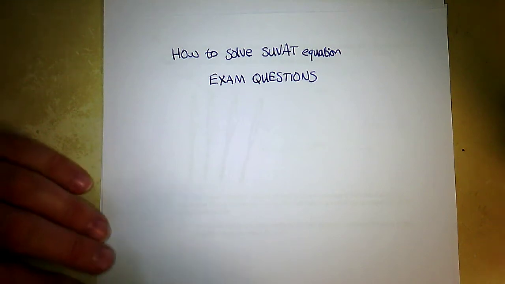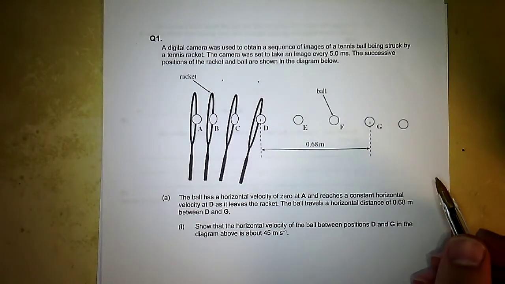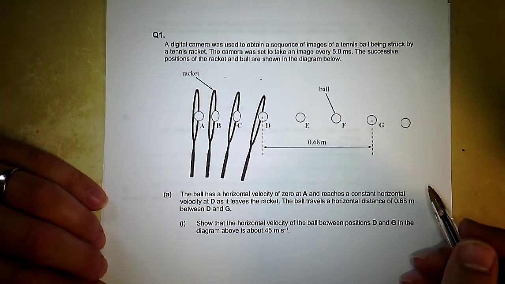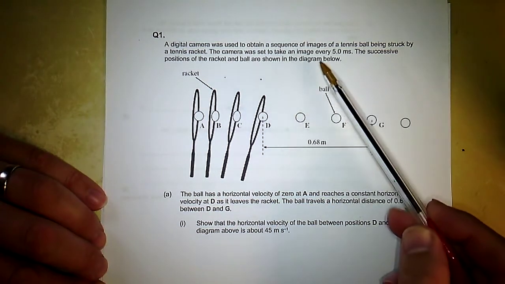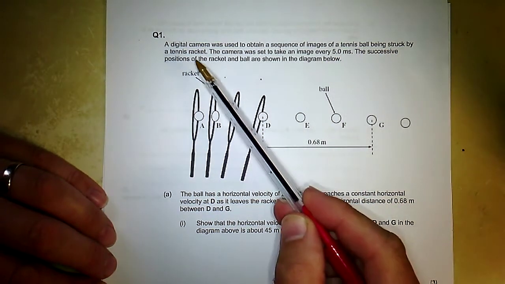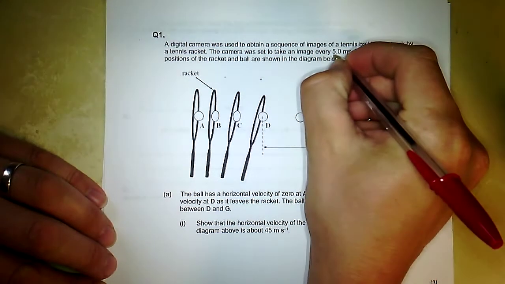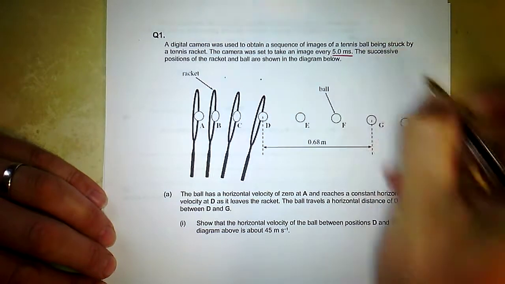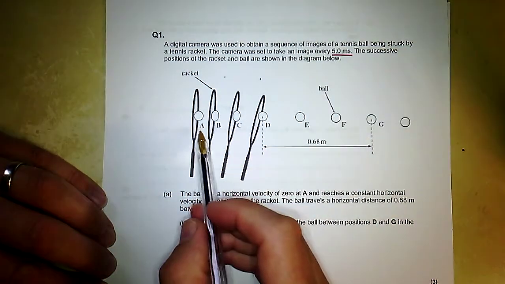In this video we're going to look at how to solve SUVAT equation exam questions. Looking at the first one in the pack that I've sent you. A digital camera was used to obtain a sequence of images of a tennis ball being struck by a tennis racket. The camera was set to take an image every 5.0 milliseconds. The successive positions of the racket and ball are shown in the diagram below.